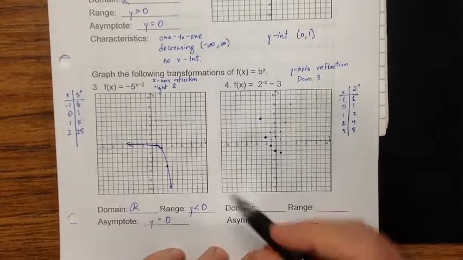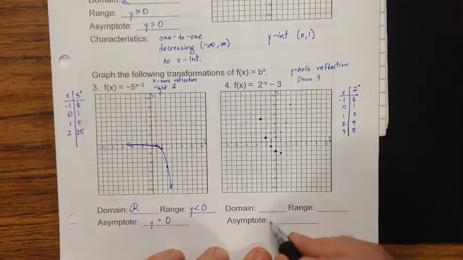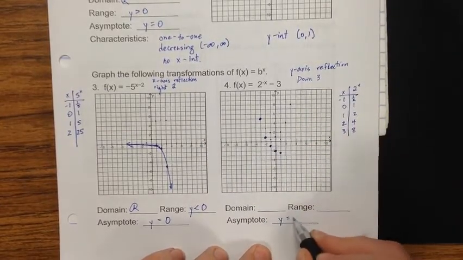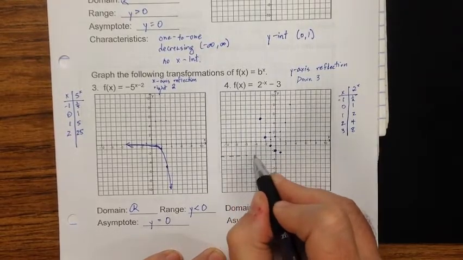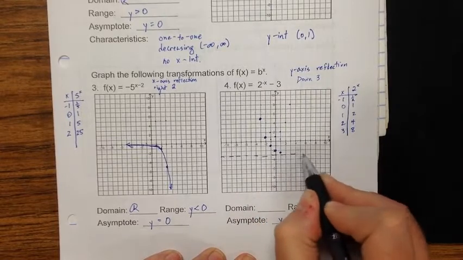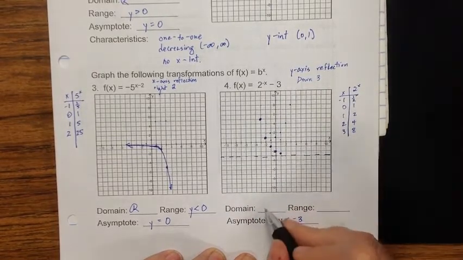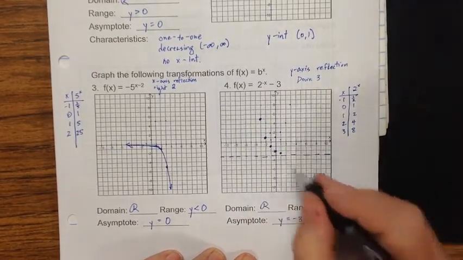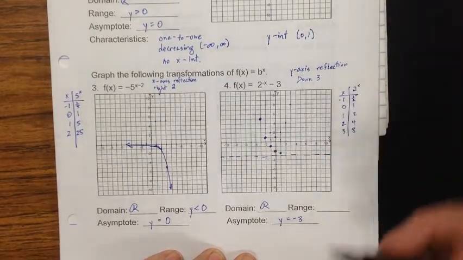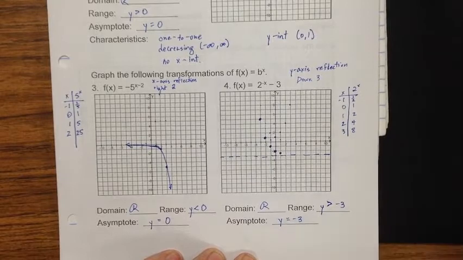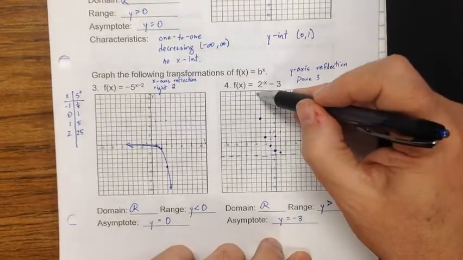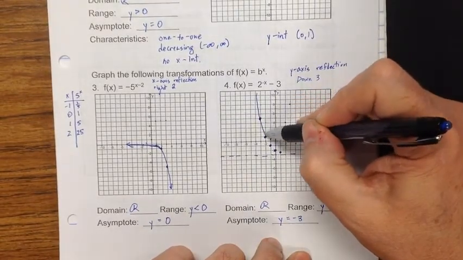My asymptote is shifted down as well. Instead of being y equals 0, it is now going to be y equals -3, and I'm going to kind of draw that in since it's not the x-axis anymore. My domain's still all real numbers. My range will be, instead of y greater than 0, y greater than -3. So this is heading down this way.